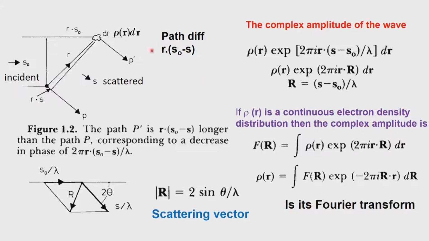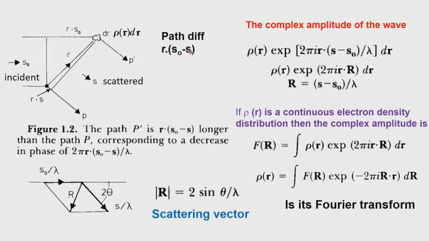So, the path difference is r dot s minus s naught. So, the phase difference will be 2 pi times s minus s naught divided by lambda, where lambda is the wavelength. So, for the path difference of r dot s naught minus s, the phase difference is 2 pi s minus s naught divided by lambda.